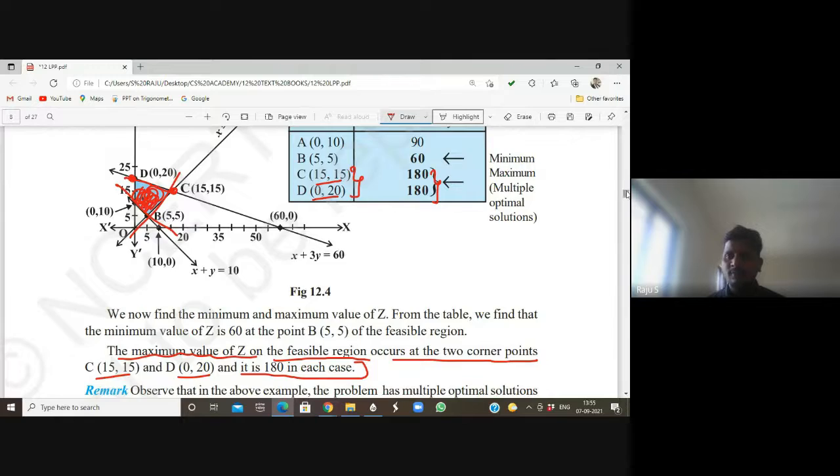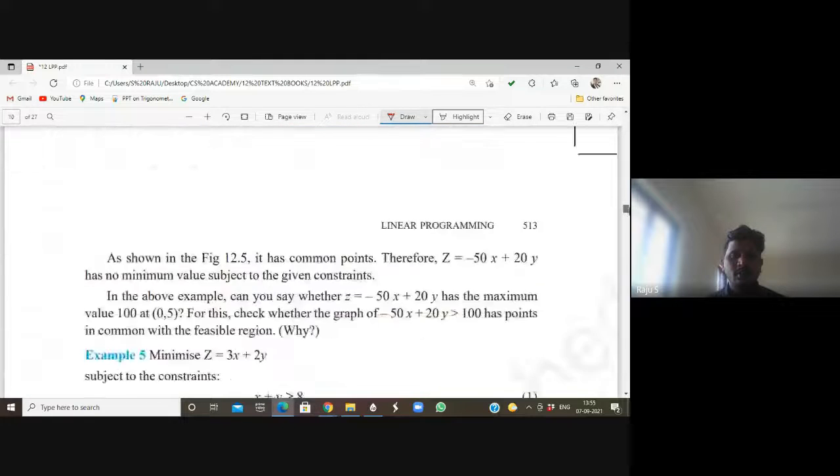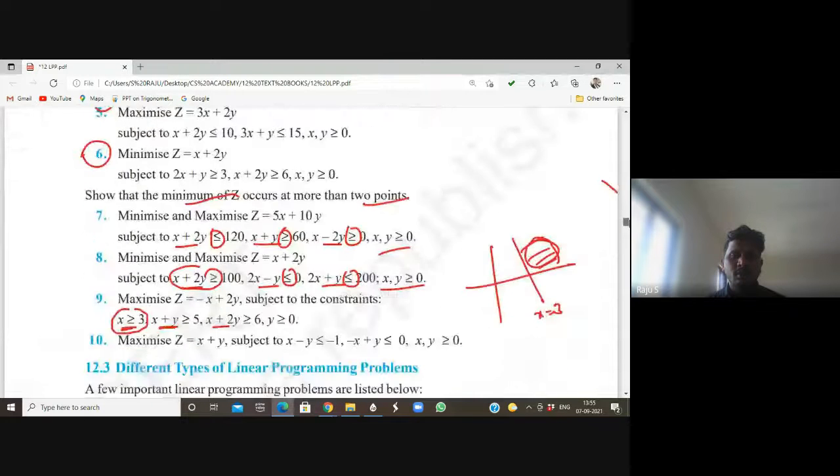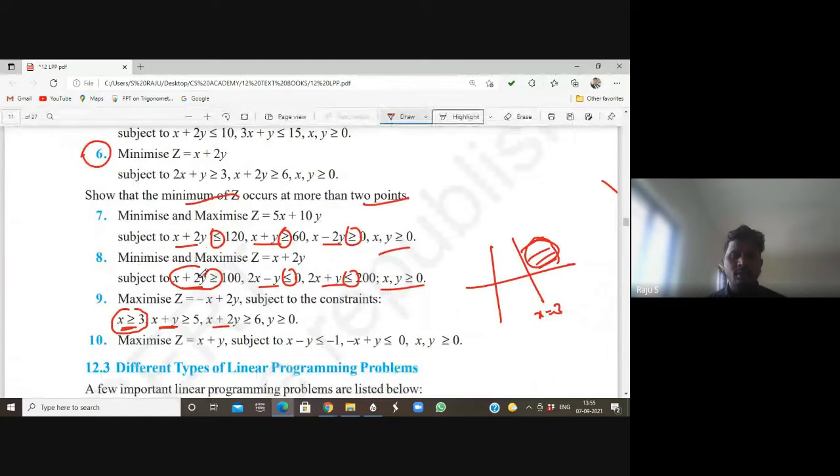In the same way here also, question number 7, 8, 9, 10. In all of these, only 2 equations are given. Only 2 equations.